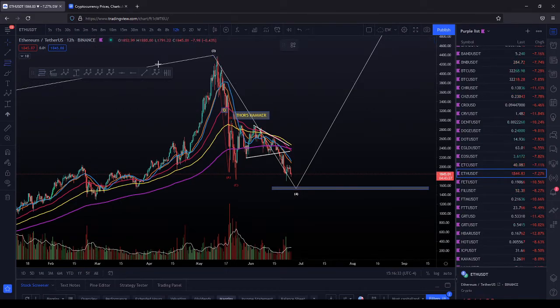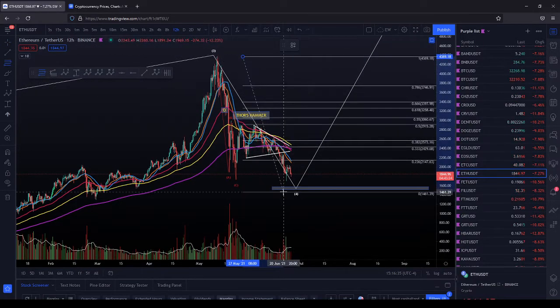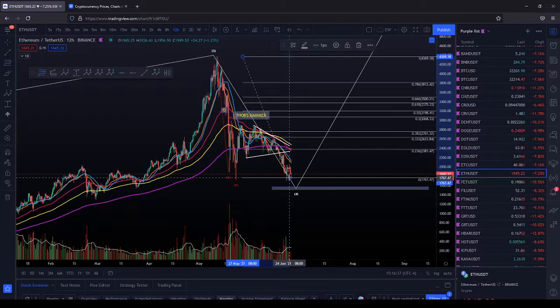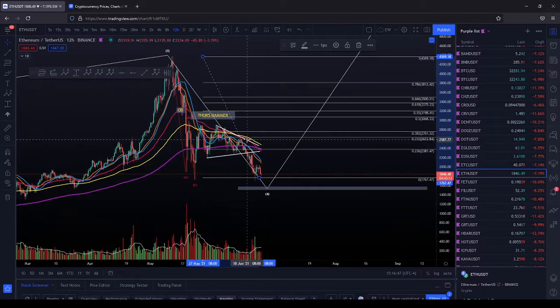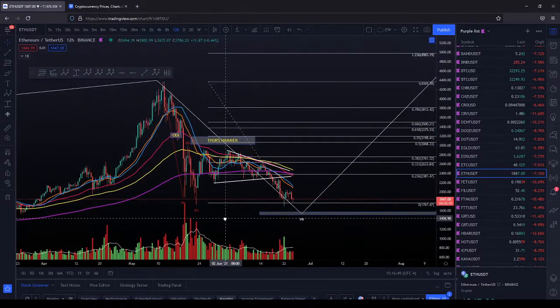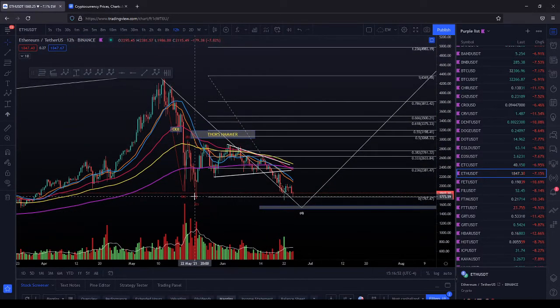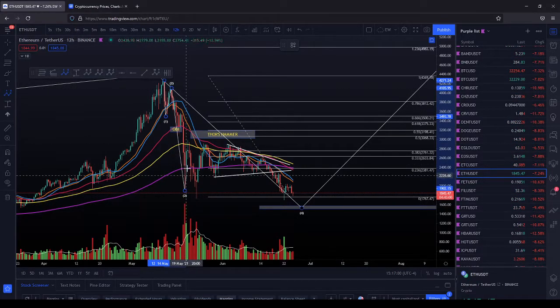Let's see, where did it hit? Not sure when I drew it, probably after this one here. So it just barely made it past the 382. Let me just, yeah, this is a mistake. This is not an ABC. This is an impulse. It's clear. 1, 2, 3, 4, 5.